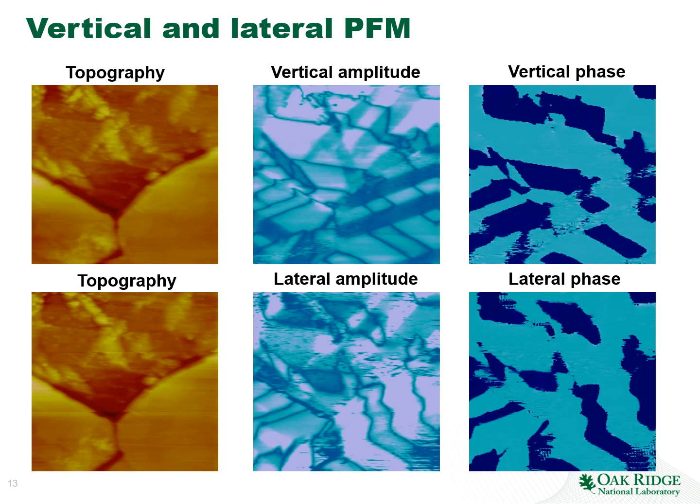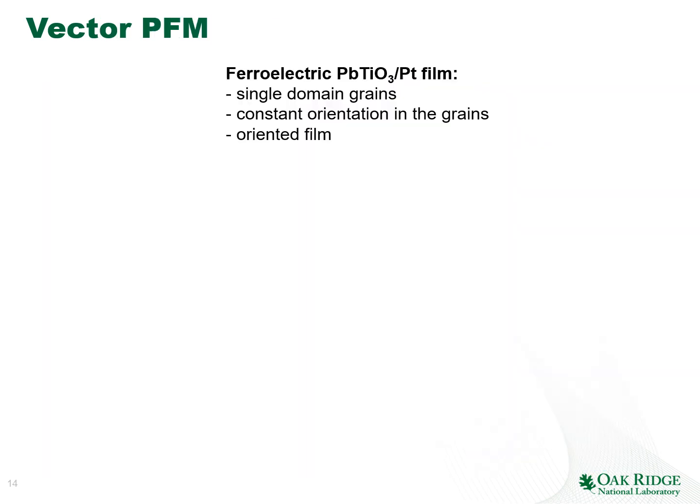So this is another example of the surface topography, vertical amplitude and vertical phase for the PZT ceramics. And this is the example of topography, lateral amplitude and lateral phase for the same ceramics. So if you compare these two data sets, you can see that the information in the vertical and lateral signal is complementary, as it should be. So in this case, we see bright and dark domains in the lateral signal, in the vertical signal, and we see that these domains are equally bright in the lateral signal, so we can use this data to reconstruct the domain orientations inside the material.